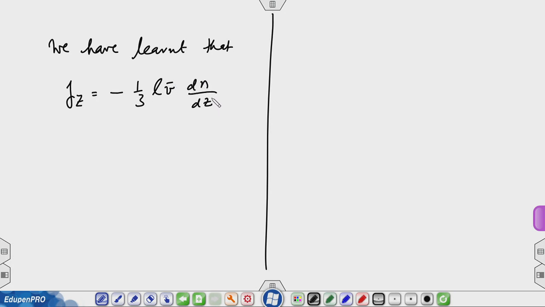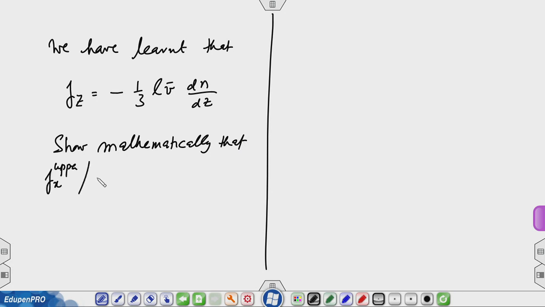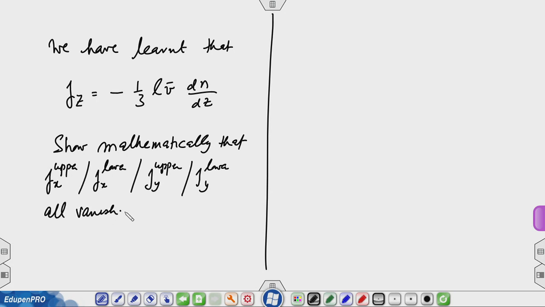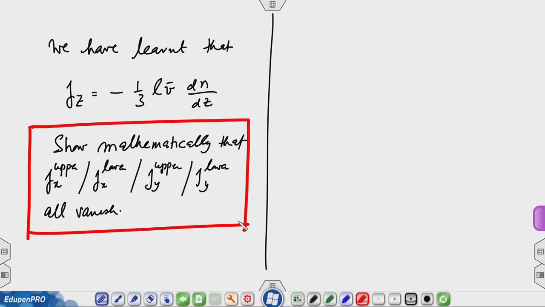Now, before I proceed further, let me ask you a question or give you an exercise. Show mathematically that Jx, both from the upper side, Jx lower, Jy upper, Jy lower, all vanish. This is an exercise I am giving you.